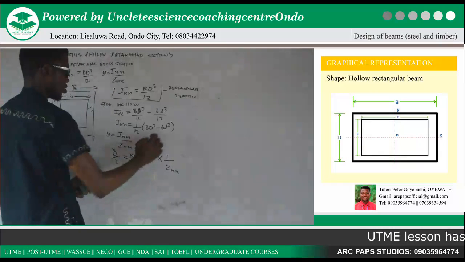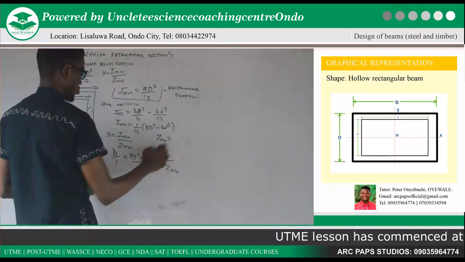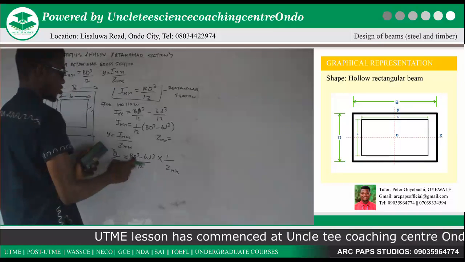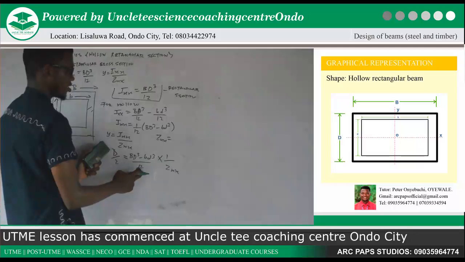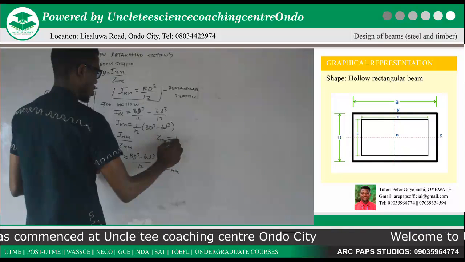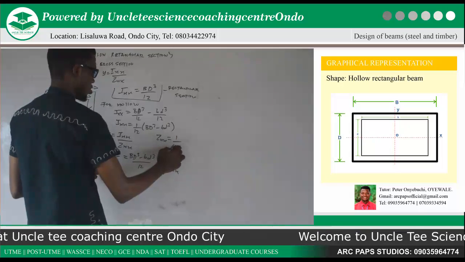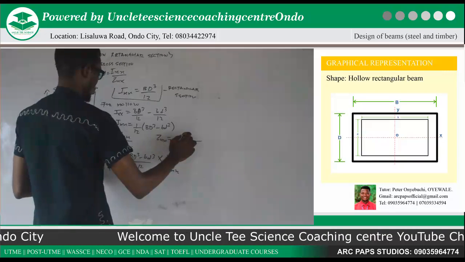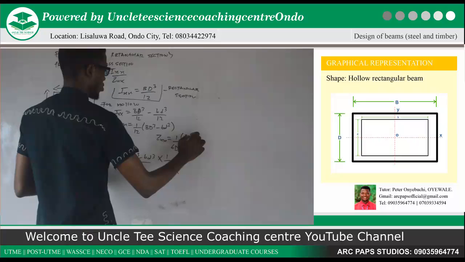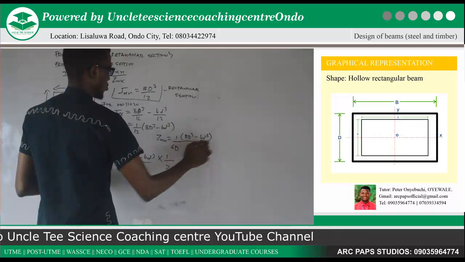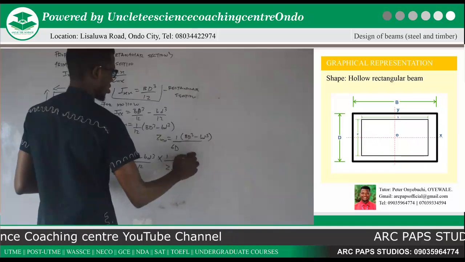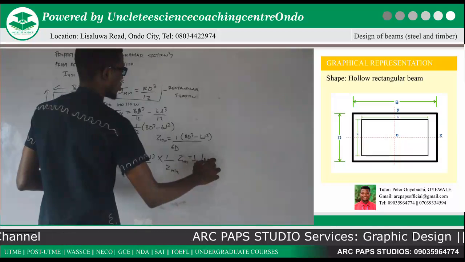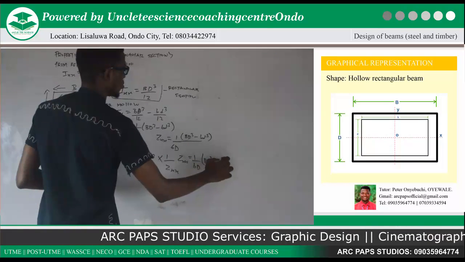Now let's make Zxx the subject of the formula. It means our Zxx will then give us 2 in 12, that is 6. Now D times that 6 will give us 1 over 6D into BD cube minus bd cube. Now this is the same thing as 1 over 6D into BD cube minus bd cube.